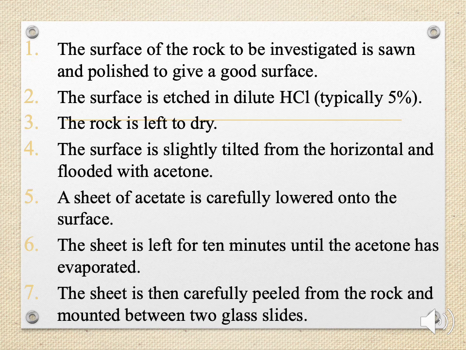The surface then is slightly tilted from the horizontal and flooded with acetone. A sheet of acetate paper is carefully lowered onto the surface while it is still wet with acetone, and the sheet is left for 10 minutes until the acetone has evaporated and it is dry. And then the sheet is carefully peeled from the rock and mounted between two glass slides to preserve it.